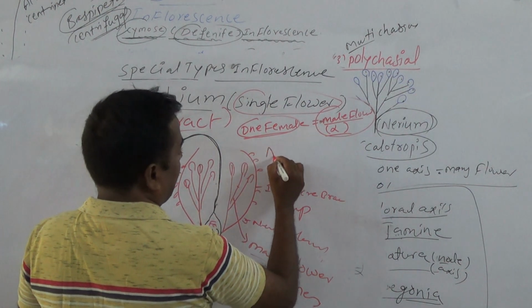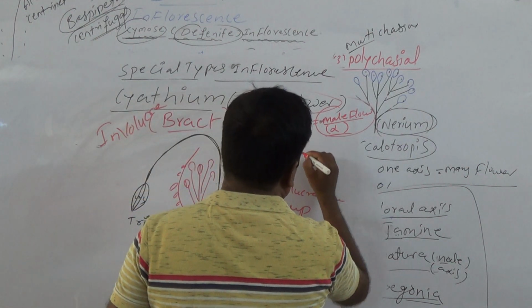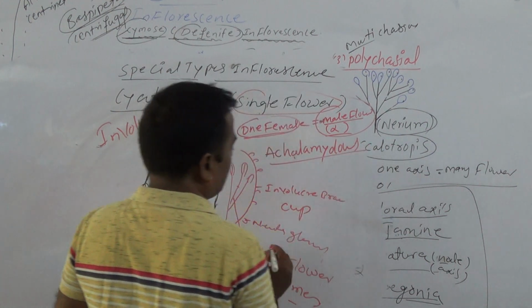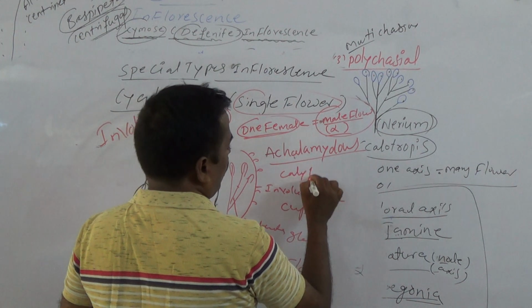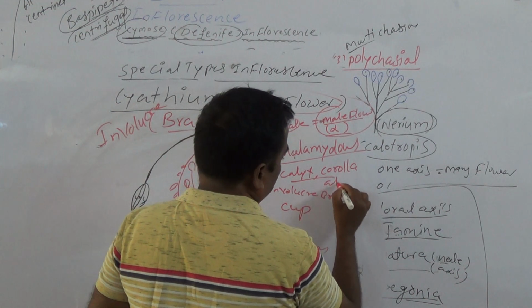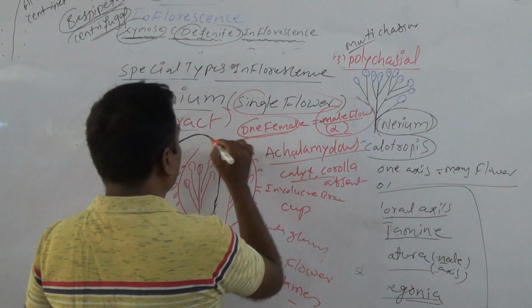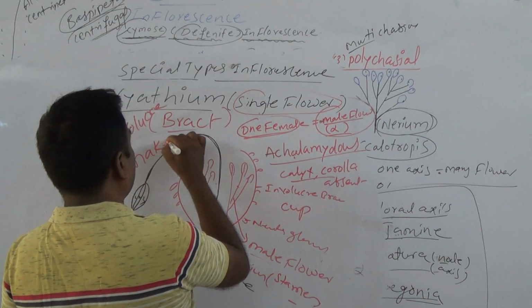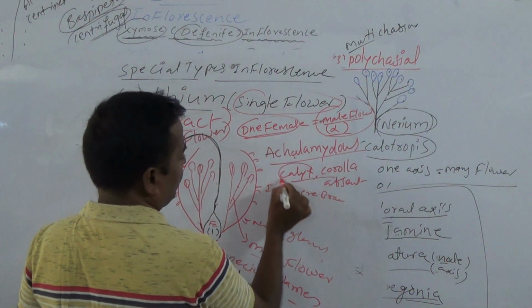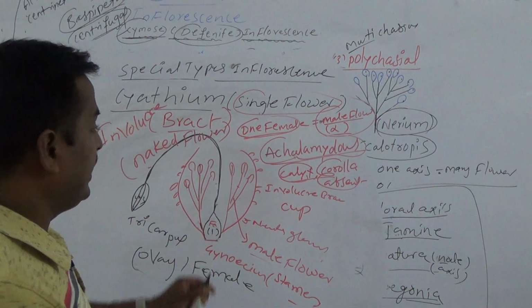Both flowers are achlamydous. So what is the meaning of achlamydous? Nothing but calyx and corolla both absent. Without calyx and corolla, naked flowers are formed. Why are they called naked flowers? Because of the absence of calyx and corolla. That means achlamydous flowers, as opposed to chlamydous flowers.